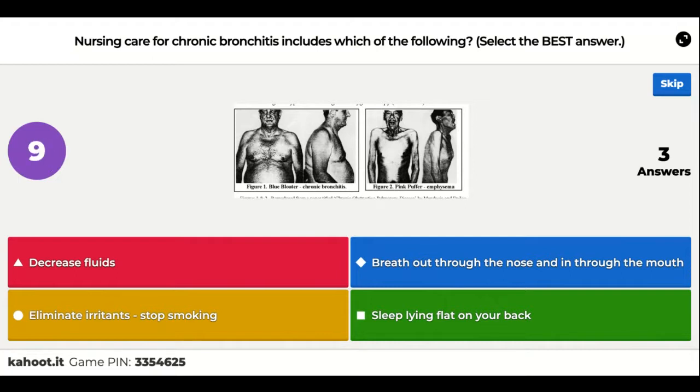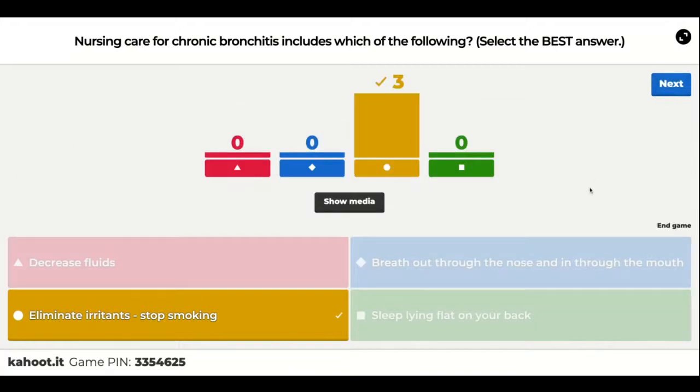All right, ladies, you guys did good. It is 3. It's eliminating irritants. And I said it during the lecture, and I can't say it enough. We're going to tell these people to stop smoking every single day that we see them, and they're going to tell us to F off. But it's part of what you're going to just let them know needs to be happening, okay?